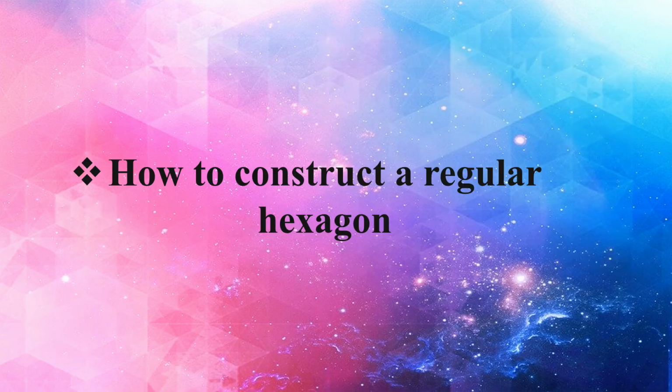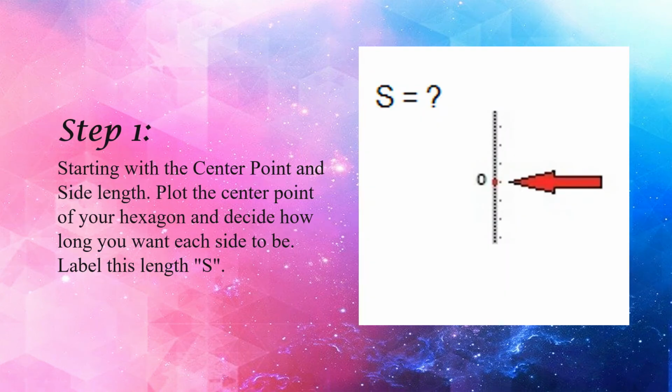How to construct a regular hexagon. Step 1. Starting with the center point and side length, plot the center point of your hexagon and decide how long you want each side to be. Label this length S.